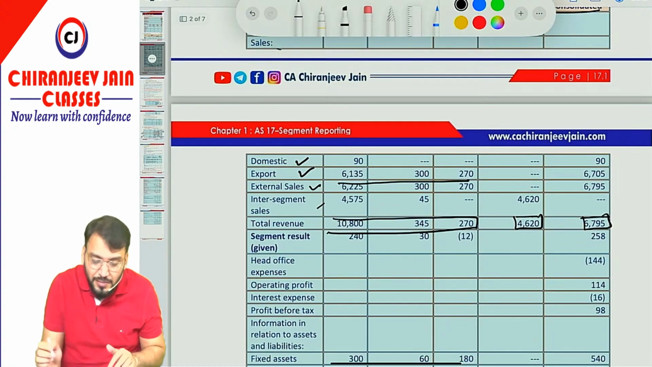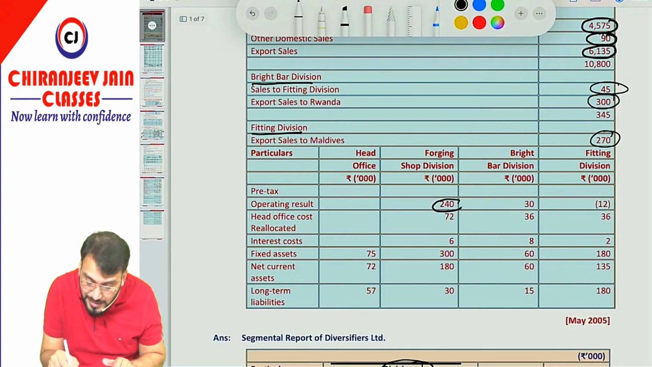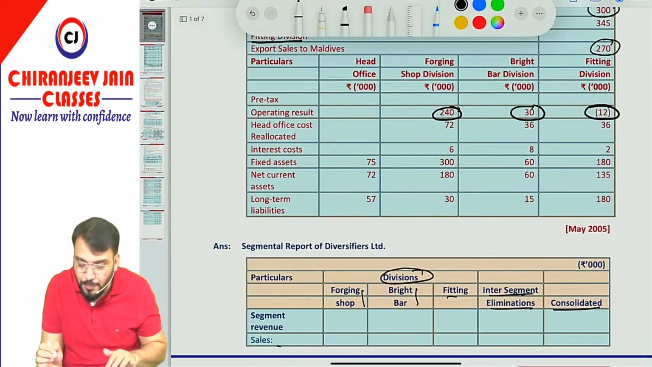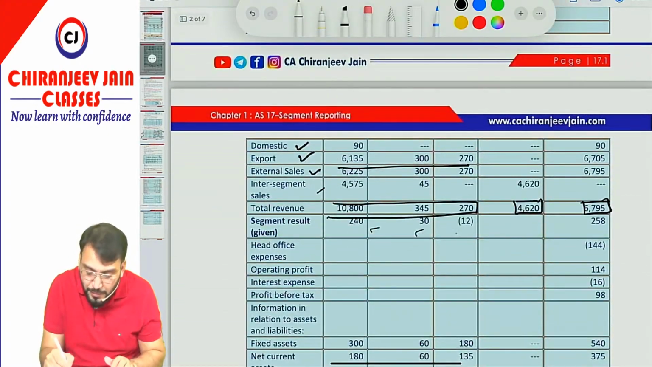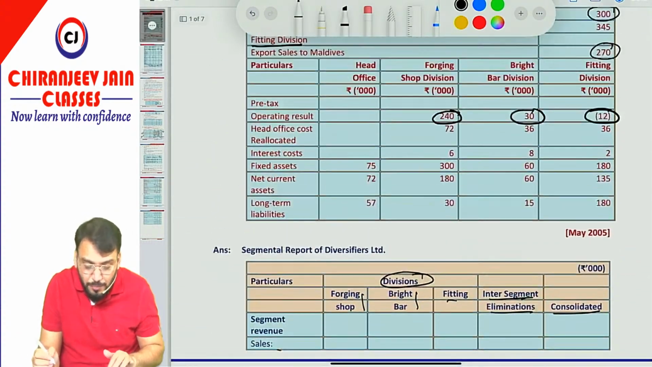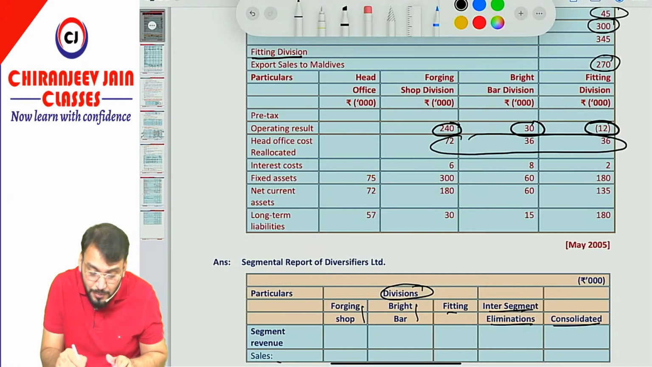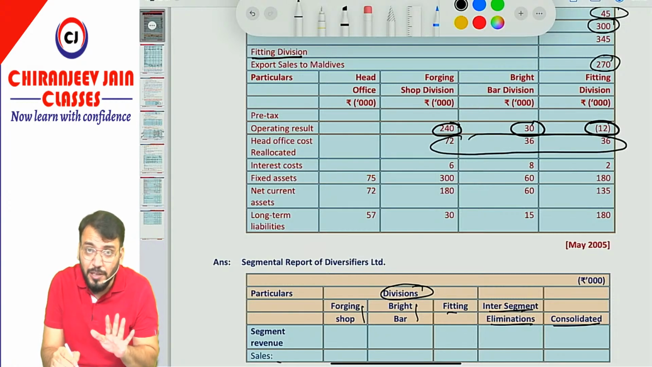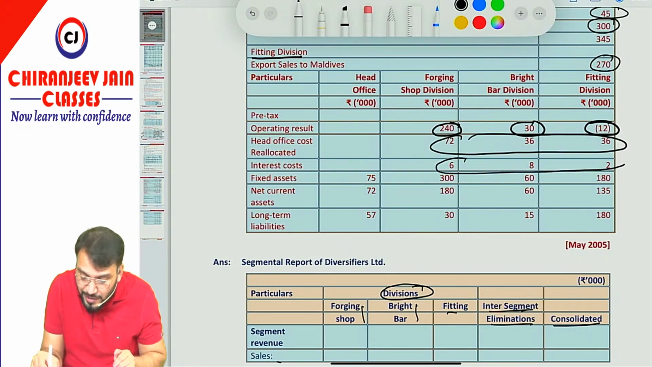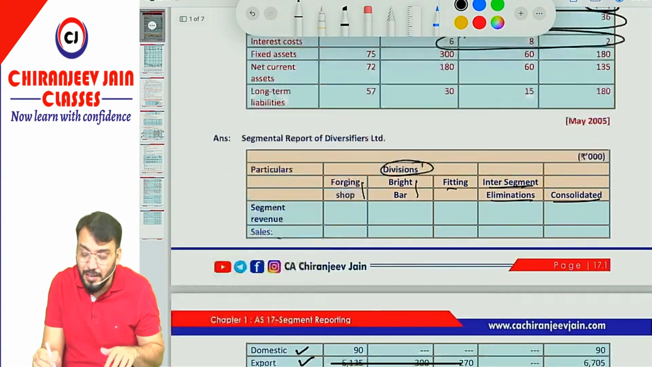Now segment result. Check, they have given segment result pre-tax. So segment result they have given 240 plus 30 minus 12, and this becomes total segment result. From this we'll do reconciliation. We will minus head office cost, so this total will be deducted because head office is not a segment; head office expense should not be considered to find out segment result. Interest cost will also be deducted. So these two will be deducted, and you will get the profit for the year as per the statement of profit and loss.